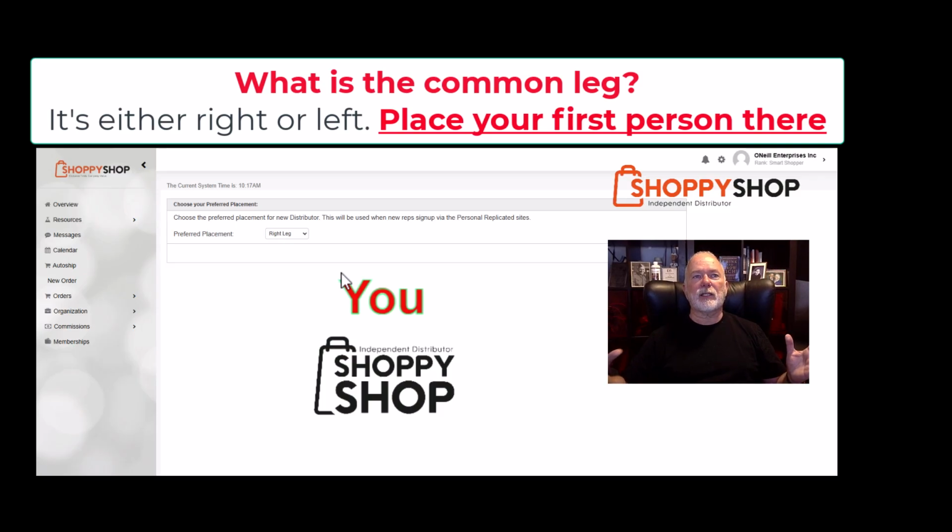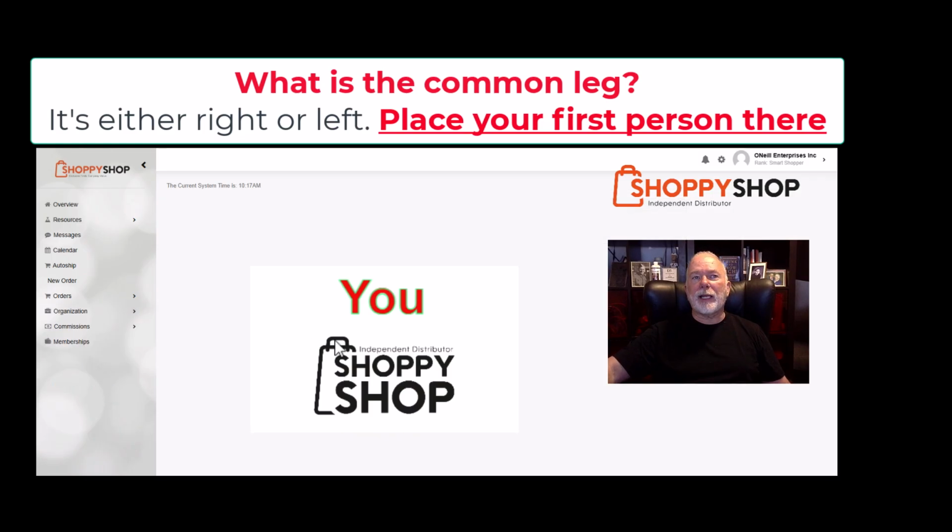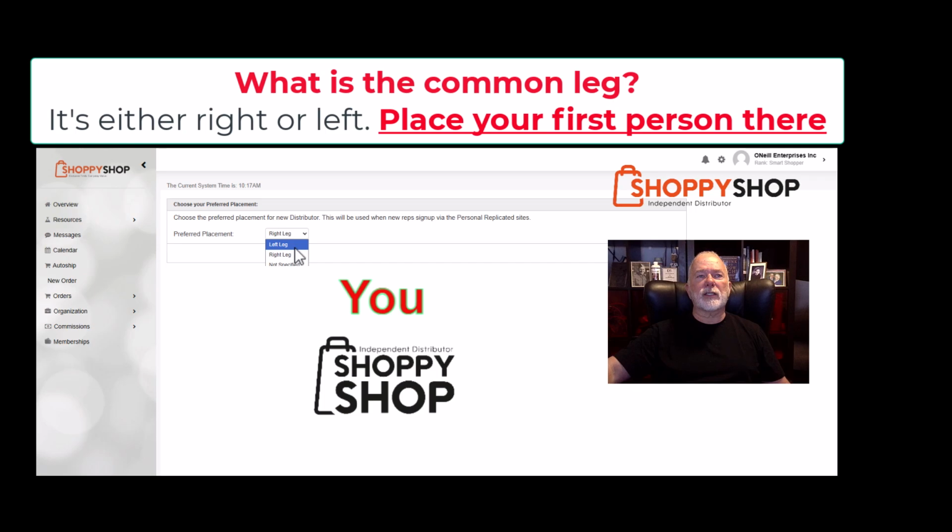You're going to ask the sponsor what the common leg is. You're going to come into Organization, then go to Preferred Placement. See how that is? There are three selections: left, right, and non-specific. For the very first person that you enroll into Shoppy Shop, you're going to select the common leg.